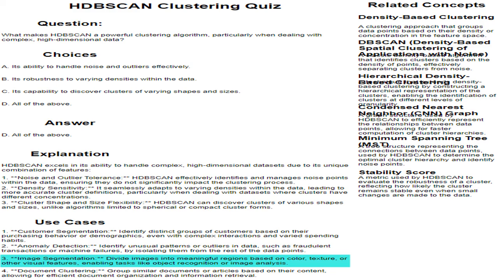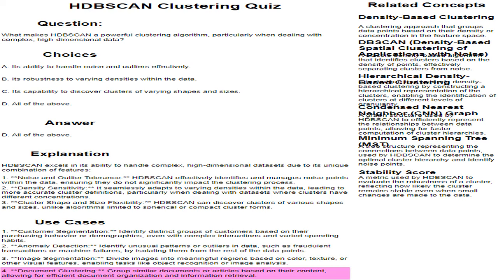Image segmentation divides images into meaningful regions based on color, texture, or other visual features, enabling tasks like object recognition or image analysis. HDBSCAN can be used for image segmentation, allowing computers to understand the content of images. For instance, a self-driving car could use HDBSCAN to segment the image captured by its camera, identifying objects like roads, lanes, cars, pedestrians, and traffic lights. This segmentation information is crucial for navigation and collision avoidance.